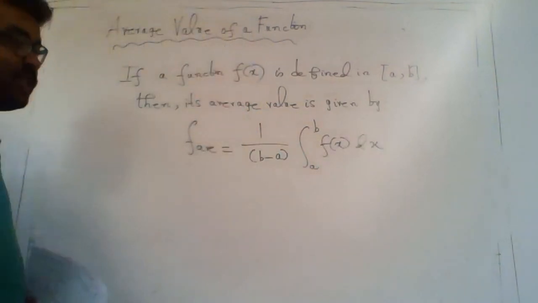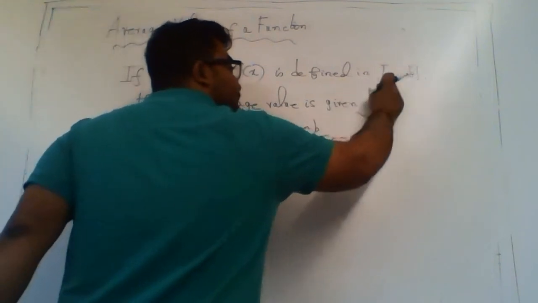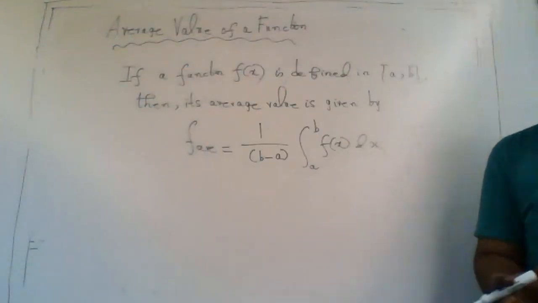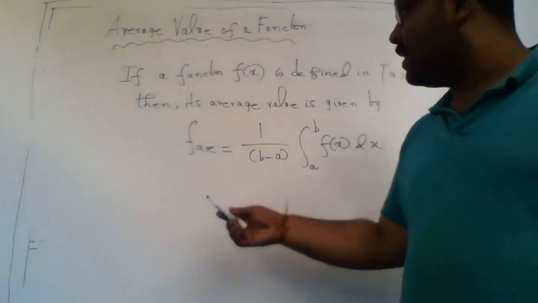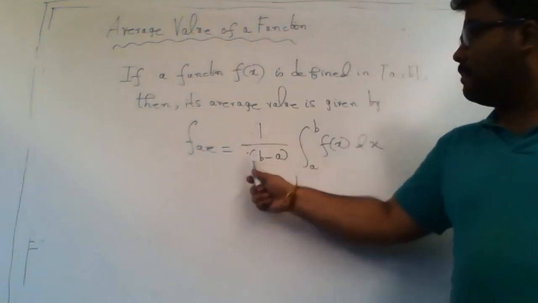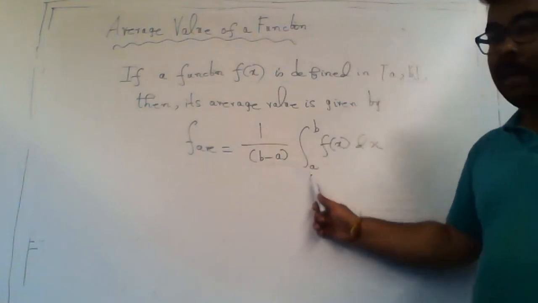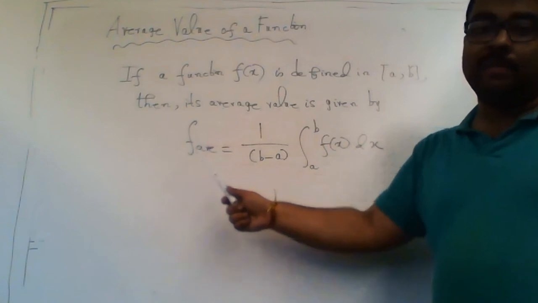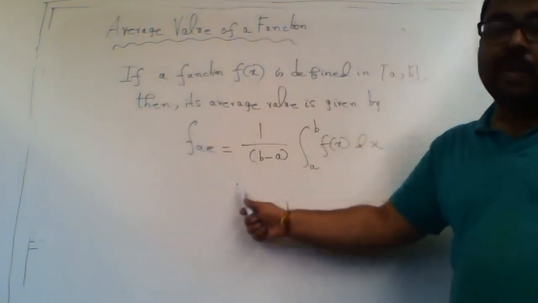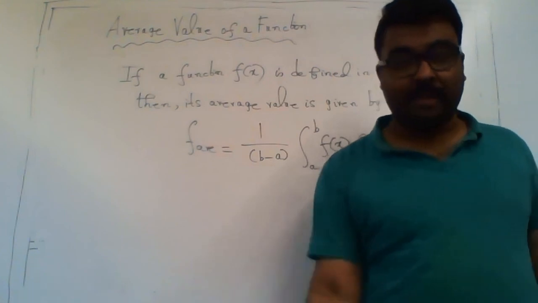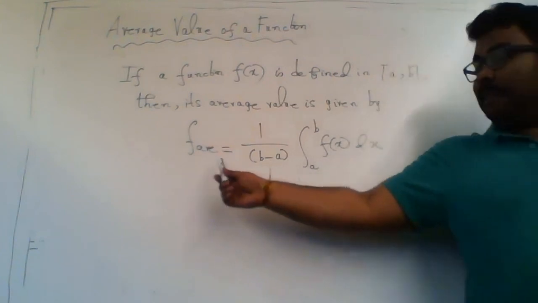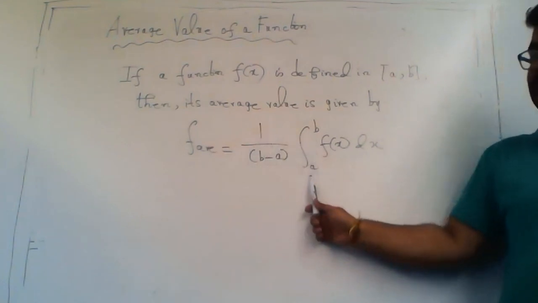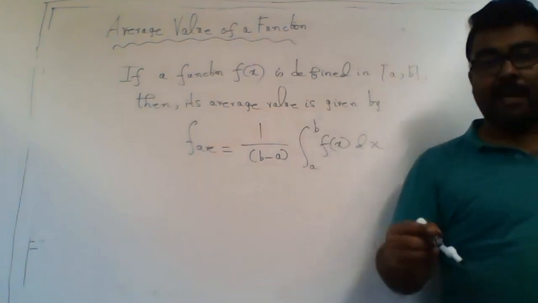If we know the function and if we know the interval in which the function is defined, that is the domain of that function, then we can just calculate the average value using this formula. f_ave equals 1 by (b minus a), put in the values of b and a, and the definite integral from a to b of f(x) dx. This formula gives you the average value of a function. This formula has to be committed to memory. So f_ave, the average value of the function, equals 1 by (b minus a) times the integral from a to b of f(x) dx.